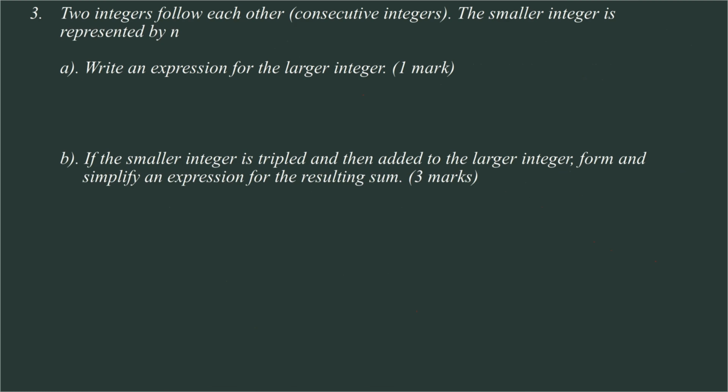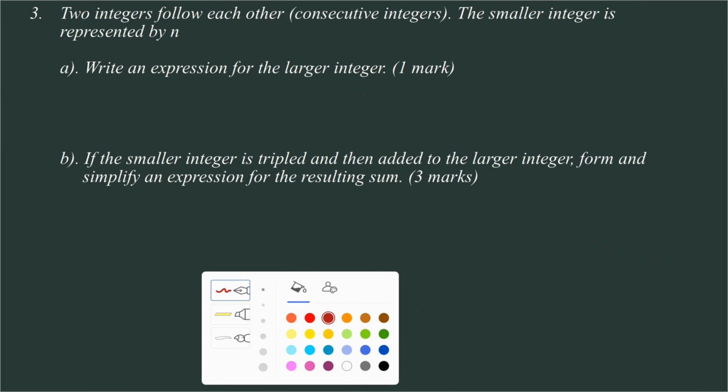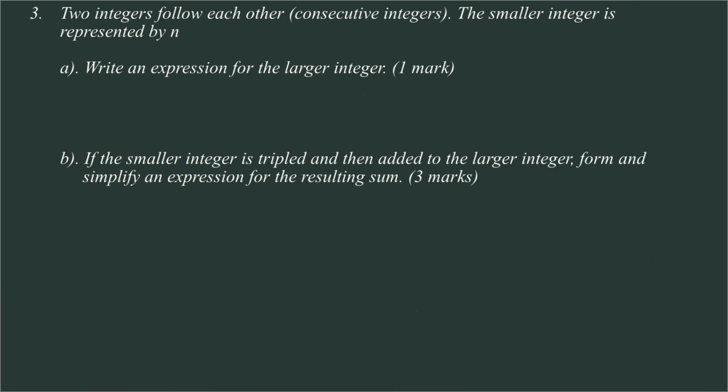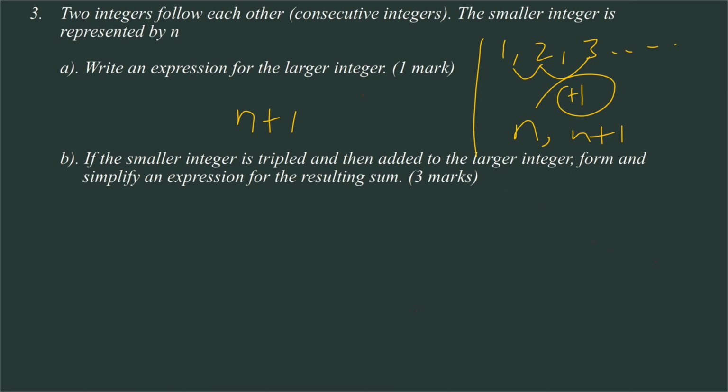Now the third one, 2 integers follow each other. It's consecutive integers, so the smaller integer is represented by n. When integers follow each other, like 1, 2, 3, their difference is +1. So if the smaller is n, the next one will be n plus 1.